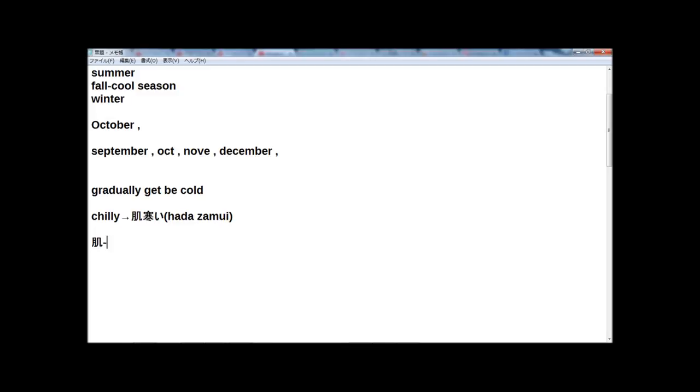The word hada means skin, and samui means cold. Chilly. What is chilly? In my opinion, I think it is not too cold like winter, I mean in January or February, but a little cold, or getting cold gradually. So hadazamui is a little bit cold, but not too cold. In such a situation, we say hadazamui, which means chilly, and hada means skin, and samui means cold.